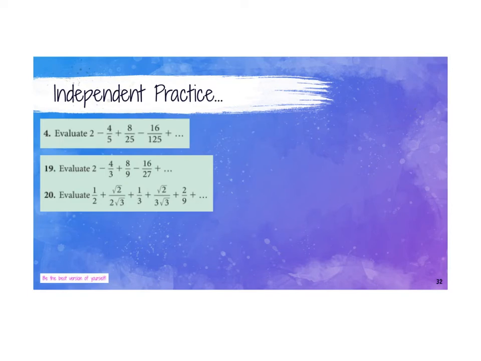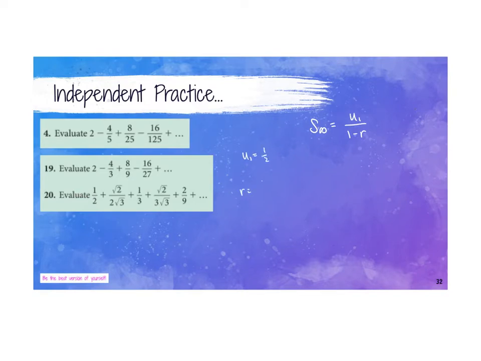Okay, I'm here to help you guys with problem number 20. It wants us to evaluate this geometric series to infinity. So the sum to infinity formula is the first term over 1 minus r. And we can see that the first term is 1/2. Now we have to figure out what r is.